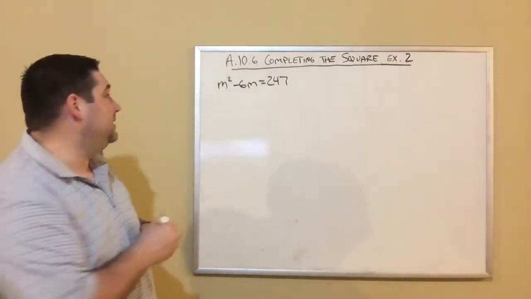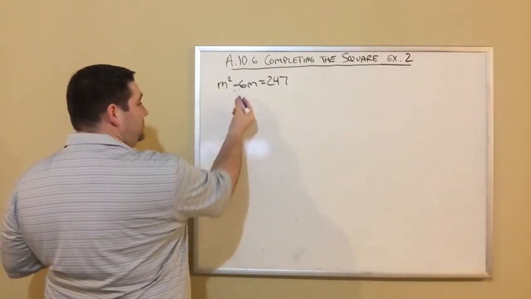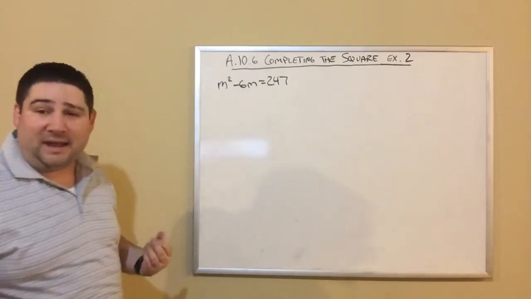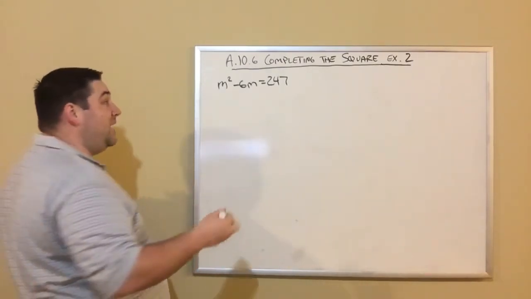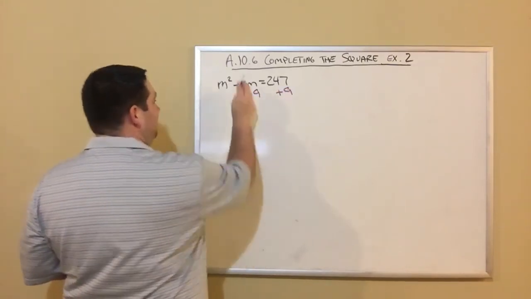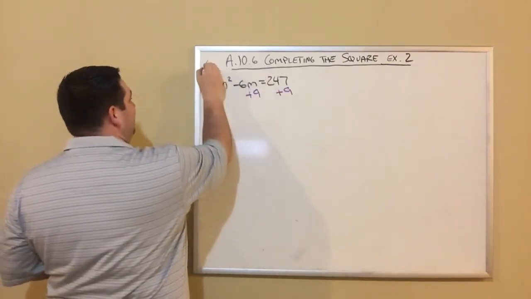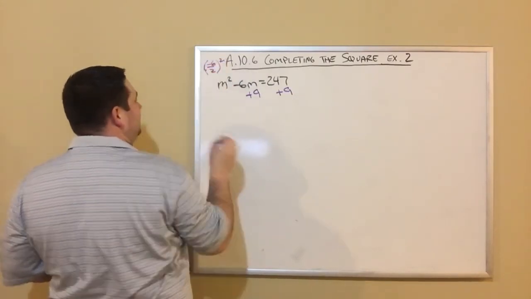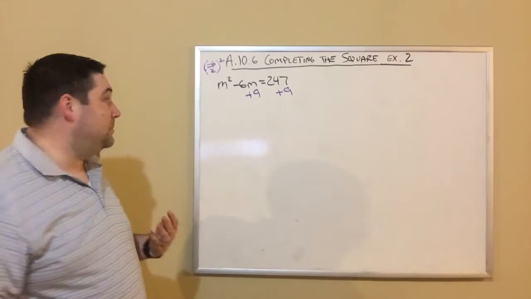I take that negative 6. I divide it by 2. Negative 6 divided by 2 is negative 3. And then I square negative 3. Negative 3 times negative 3 is 9. And that's what I'm going to add to both sides of this problem. So what I did was I did negative 6 divided by 2, and then I squared it. And I got 9, and I add that to both sides.